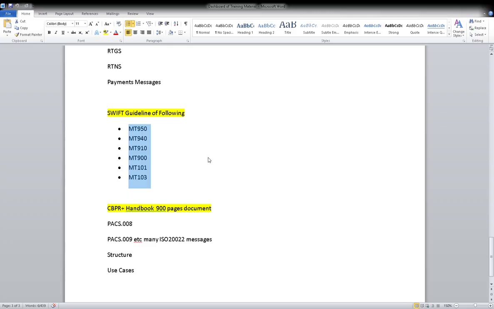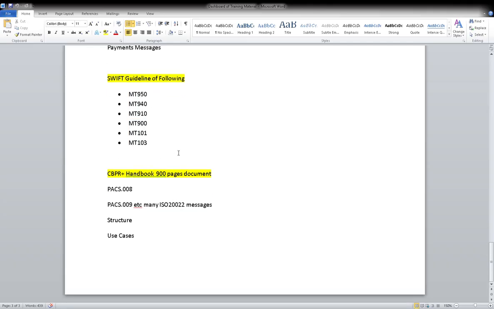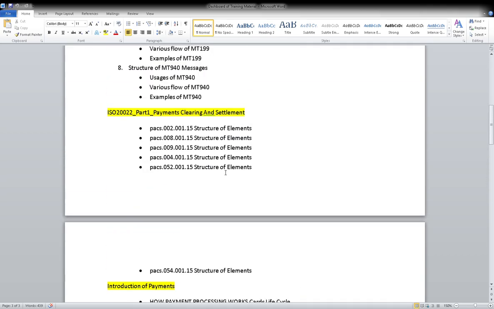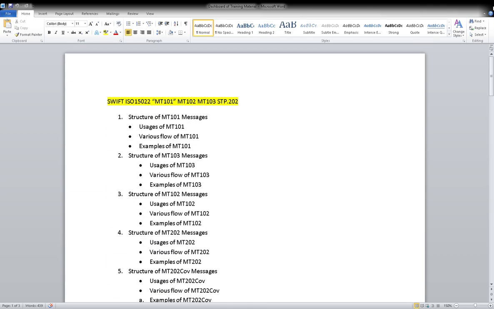Echo is there. Okay. So MT103 to 950 guidelines. Then we are going to walk through the CBPR handbook, which is a 900-page document. Out of that, we are going to walk you through each and every field and message. So this is a very high-level overview of what we are going to cover. So I am closing this section first.